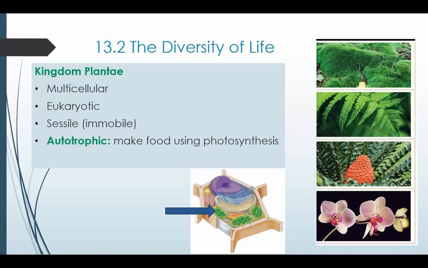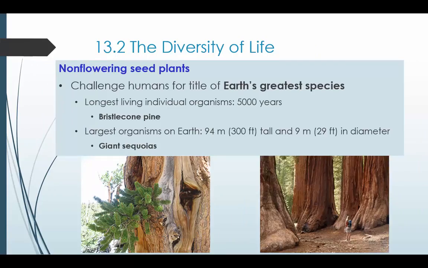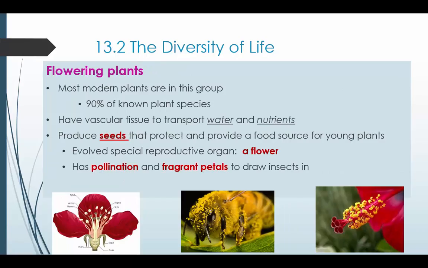And then finally, kingdom Plantae. Again, plants are going to be multicellular eukaryotes. We know they're sessile, they're autotrophic, and then plants fall into a couple of categories of whether they're non-flowering seed plants or flowering.